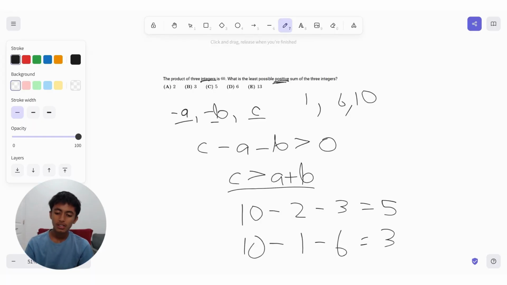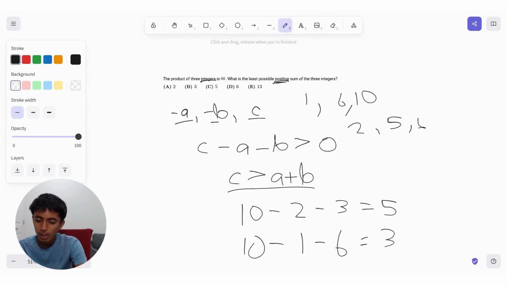Now, we can try and test for a value with 2. So maybe like 2, 5, and 6. But that doesn't obey this rule, so that can't be the case. So there are no triplets that add up to 2, which means that our answer is B, 3.